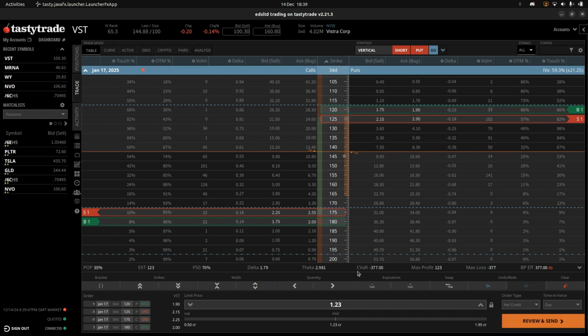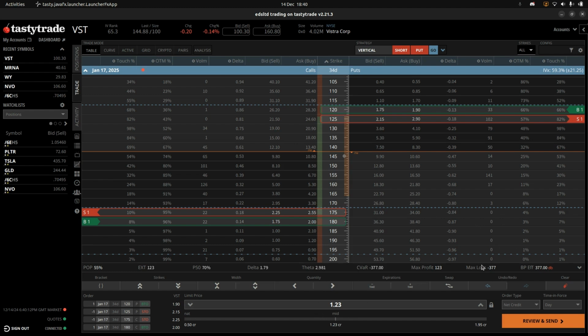Now, what that's done is it's capped our loss. We no longer have an unlimited loss potential. We have a defined max loss now. How is our max loss defined? Well, it's defined by the spread in between the two contracts, which is $5, minus the premium that we collect up front, which is $1.23, multiplied by the contract multiplier of 100, and we get our max loss of $377.